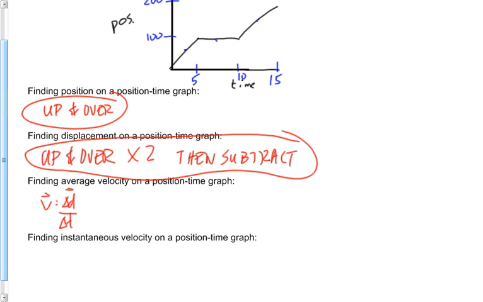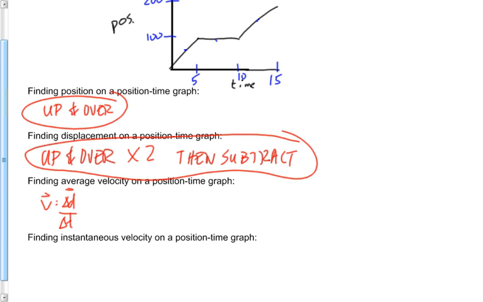Displacement is up and over, subtract the 2 of them. Velocity is the displacement that you just found divided by the time. So you could say for velocity, up and over times 2, subtract them, and then divide by the time.